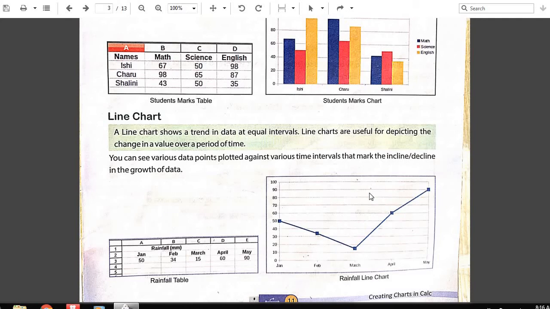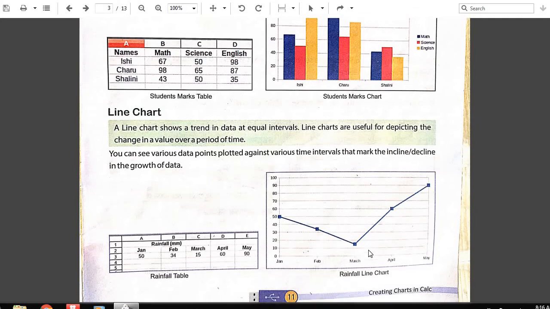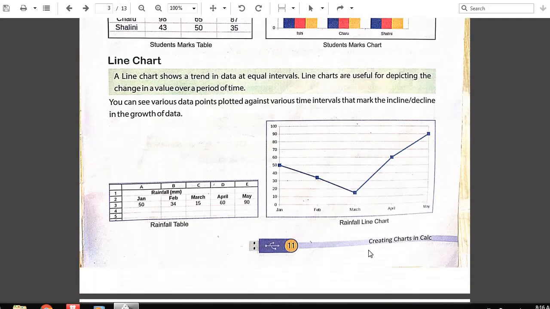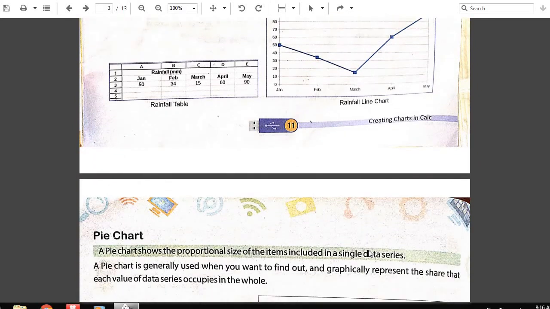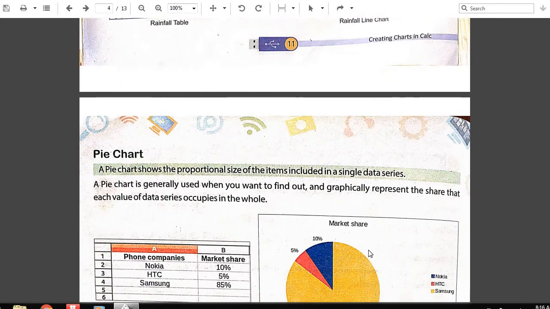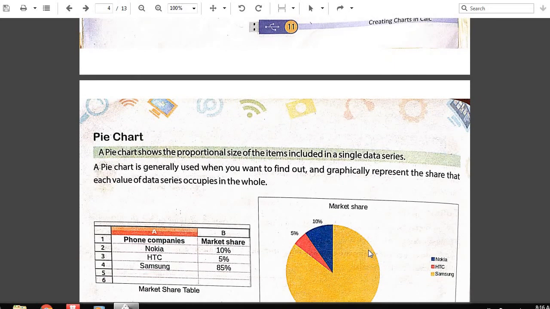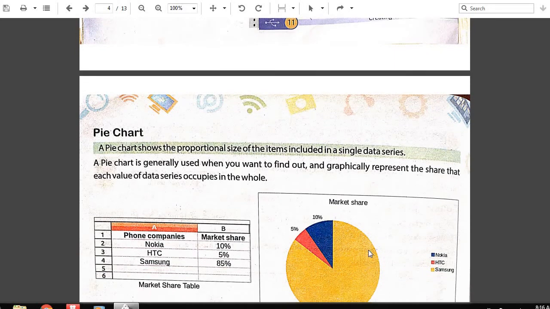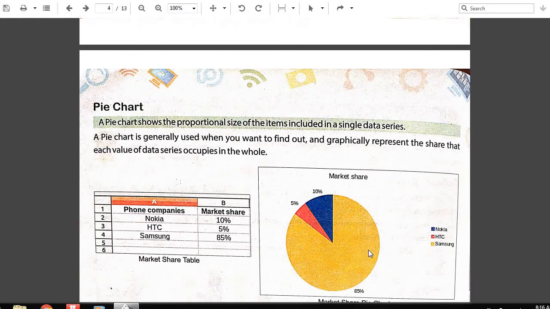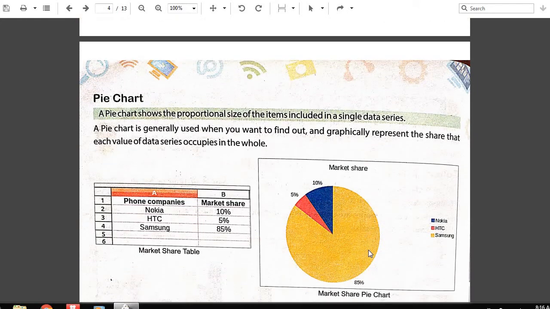Now you can compare which month has got the highest and which has got the least amount of rainfall with the help of a line chart. Okay, we can move to the next one, the pie chart. Very interesting. As per the need we can use the chart. A pie chart is used to show the proportional size, percentage, like how much portion.